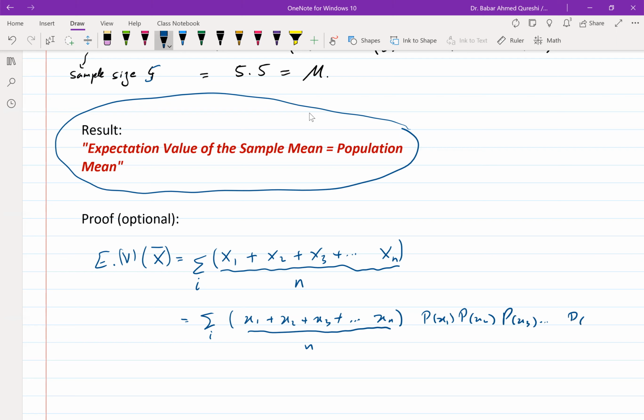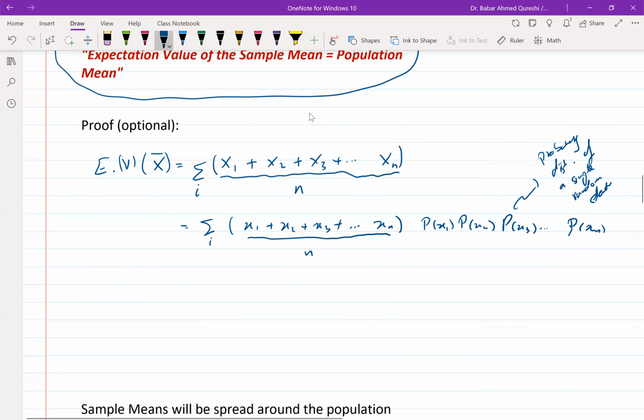And where are these probabilities coming from? These are the probabilities in, this is the probability distribution of a single variable, of a single random element picked up from the population. So it's the probability distribution of the population. So now you can just take it in.